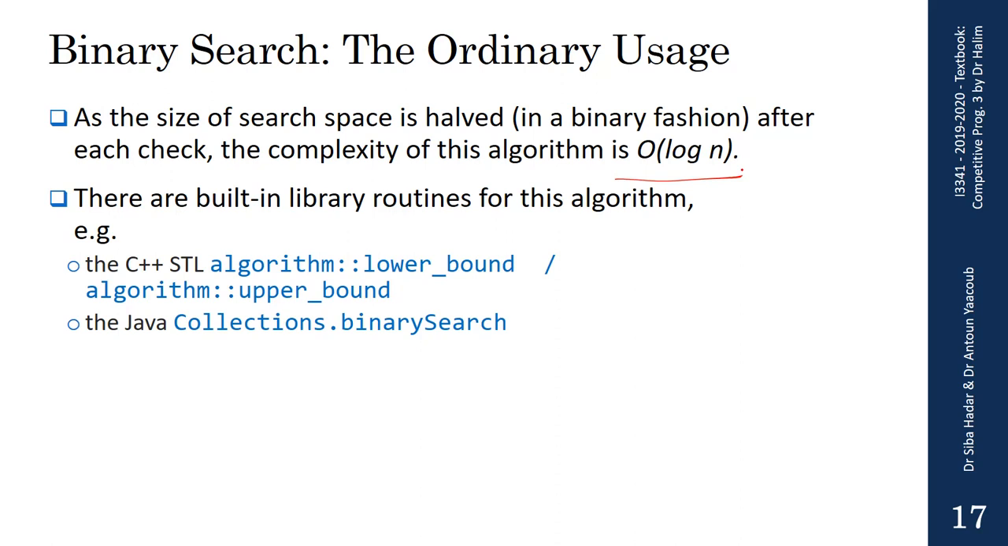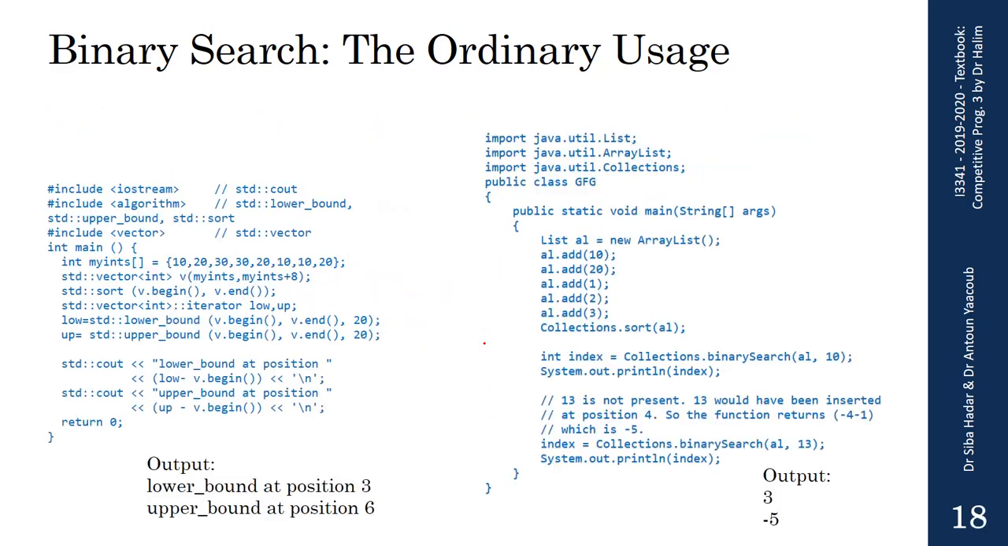We have built-in libraries either in C++ or in Java. In C++ we have the functions lower bound and upper bound, which we'll see in the next slide. And in Java, in the collections, we have the function called binary search. On the left here we have the C++ code, and here we have the Java. It's basically the same.